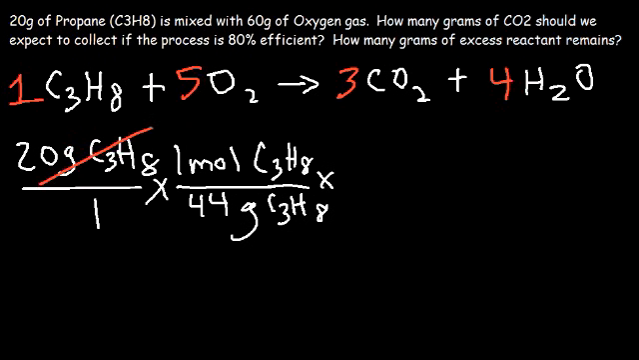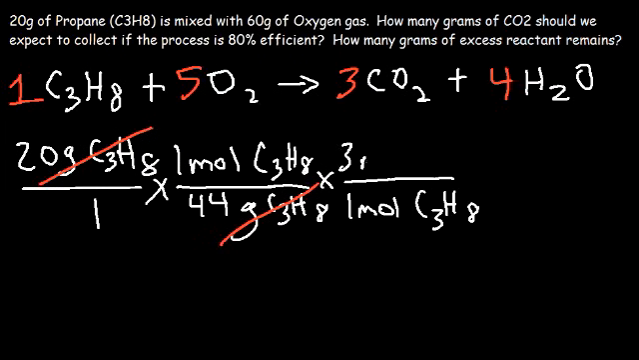So the unit grams of propane cancel. Now we need to use the molar ratio. The molar ratio between C3H8 and CO2 is 1 to 3. So for every 1 mole of C3H8 that reacts, 3 moles of carbon dioxide are produced. Now our last step is to convert from moles of CO2 to grams of CO2.